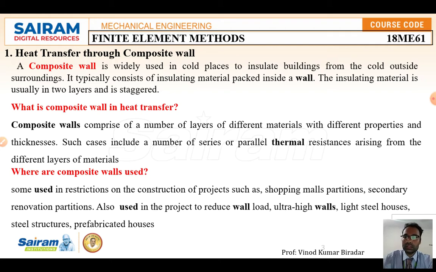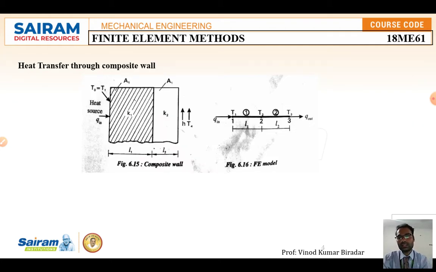Now look at this. This is the heat transfer through a composite wall, and this diagram indicates that. This is a composite wall with two layers. This is one layer and this is another layer; the area is different and the thermal conductivity is different for each. We have to solve numerical problems on a composite wall like this.